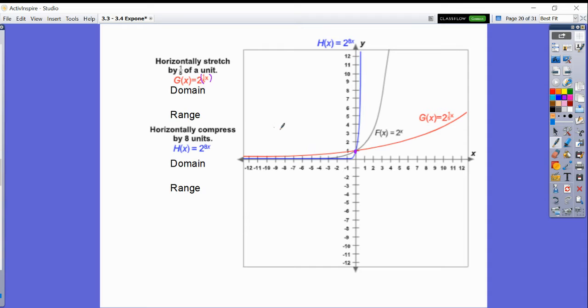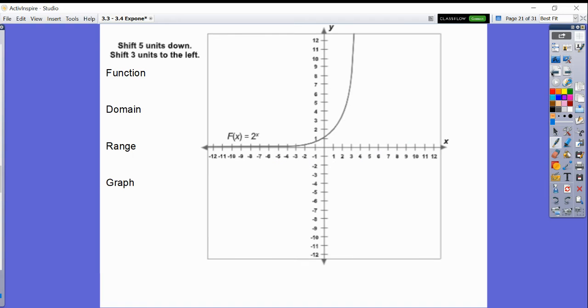And what about domain and range? All right, well, domain, guess what? It's going forever left and right. Even that blue one, it's going forever left and right. I could plug a 10 into the blue equation mathematically and get an answer. It's going to be 2 to the 80th, which is huge, but I would still get an answer. So domain is all real numbers, and they all are coming on down to 0 again, so they're all greater than 0 for the range. All right, so that gets us through those graphs.